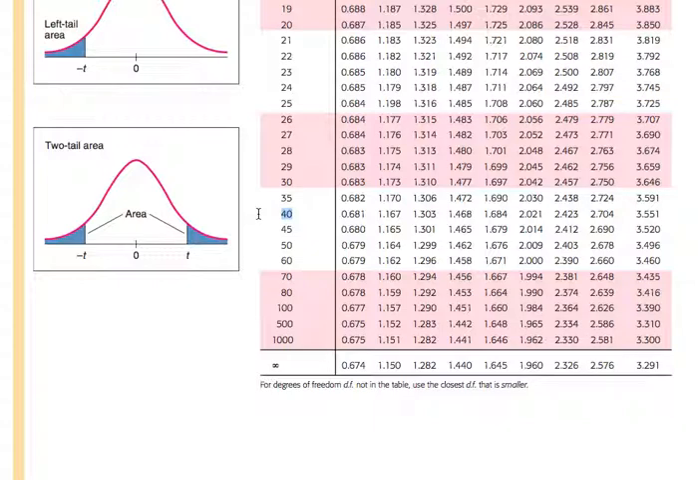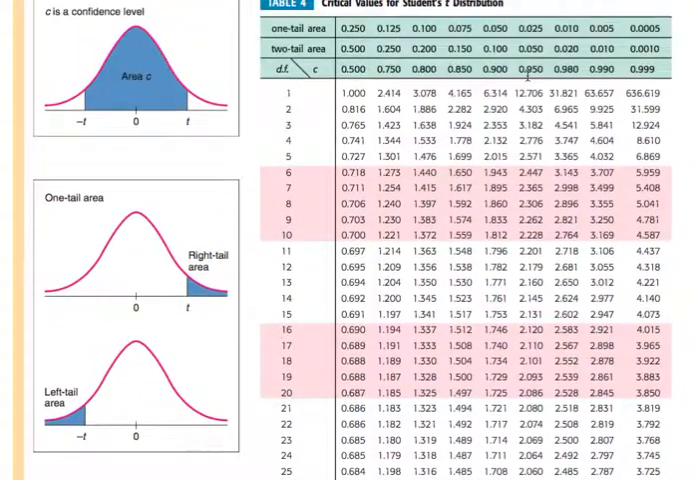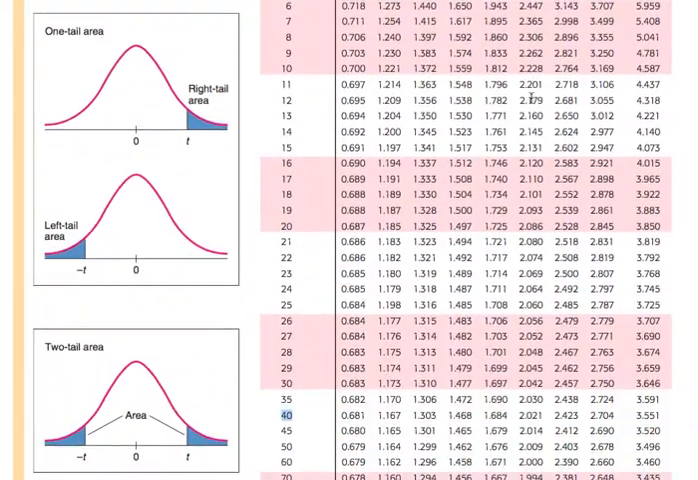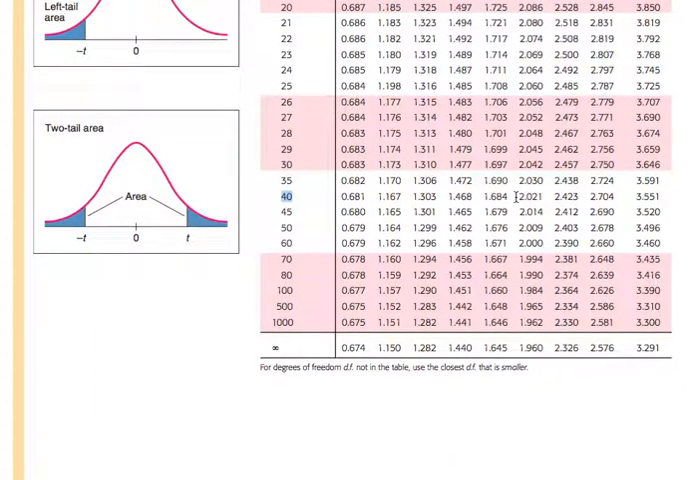Now let's figure out what t I'm going to use. I was still considering a 95% confidence level, so we're looking at this column. And here we are at 2.021.